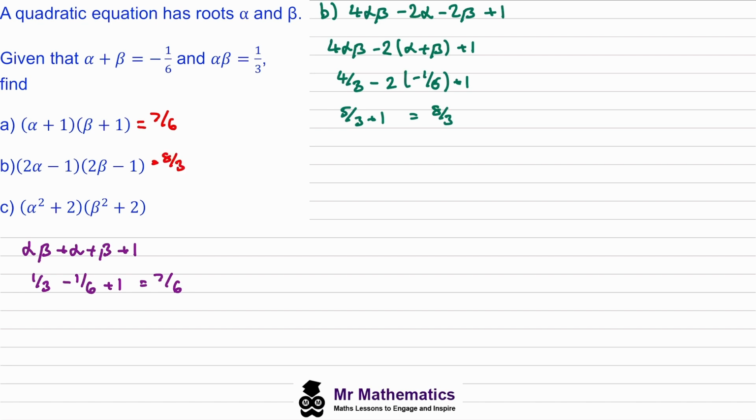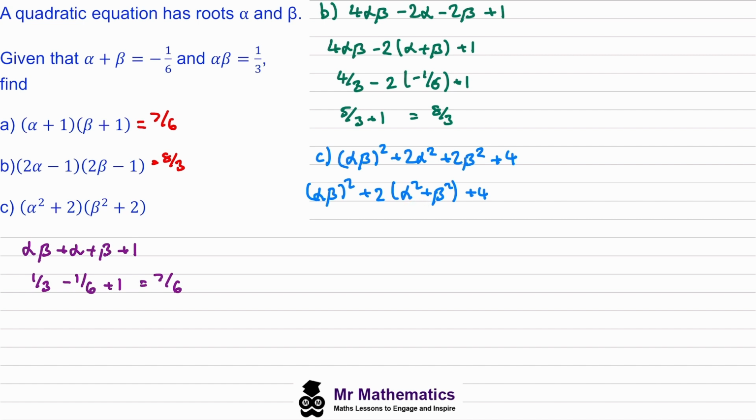Okay? And then for part C, we'll expand the brackets out again. So we get alpha squared beta squared, or alpha beta all squared. Alpha squared times 2, so 2 alpha squared. Then we'll get 2 beta squared, and then plus the 4. We can tidy this up by factoring out the 2, so we'll get alpha beta all squared plus 2 lots of alpha squared plus beta squared plus the 4.